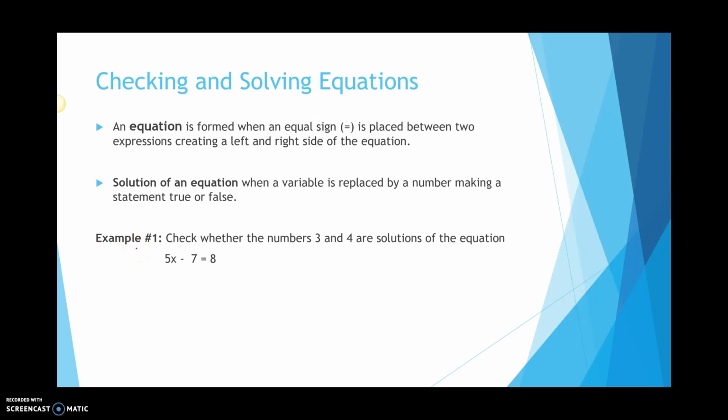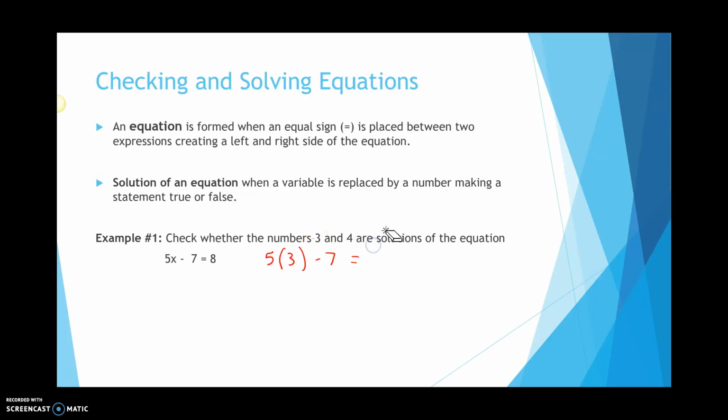It says check whether the numbers 3 and 4 are solutions of the equation. So here we have 5x minus 7 equals 8. What we're going to do is substitute 3 in for x to see if it equals 8, and then we're going to substitute 4 in for x to see if that equals 8. So if we have here 5 times x, we'll first solve for 3. Minus 7, does that give me 8?